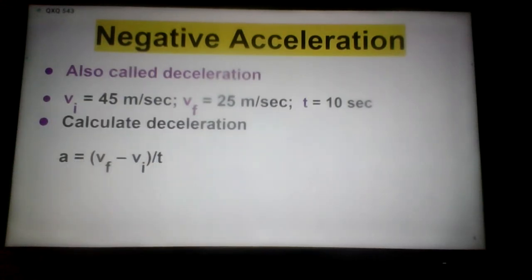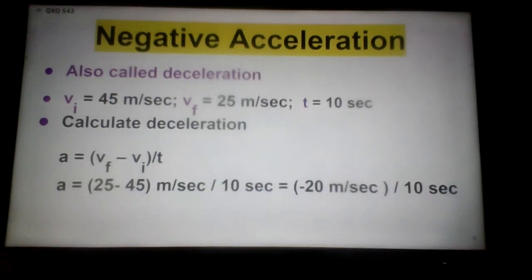So deceleration, there's your formula. A equals Vf minus Vi over t. Fill in the numbers, 25 minus 45. Vf is 25. And then this happens over a 10-second time interval. So negative 20 comes from the 25 minus 45. Then we're dividing by 10. That's negative 2 meters per second, or meters divided by seconds twice, so meters per second squared. And that's how we calculate negative acceleration or deceleration.